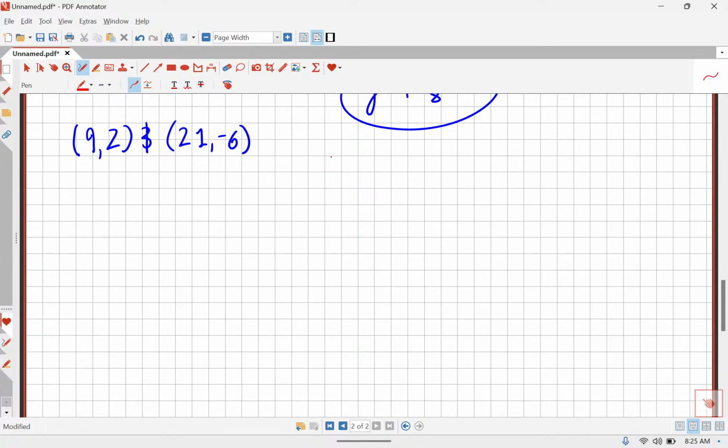How'd you do that? I gotcha. So it's almost like you were using the slope formula for that one. What is the difference between 9 and 21? 12, okay. And then how about for 2 and negative 6? 8. Okay. So 8/12 should reduce to 2/3. Oh, yeah, it should be a negative 8.